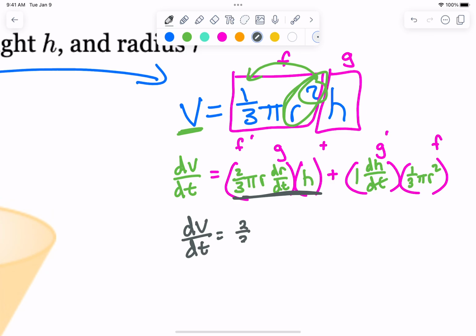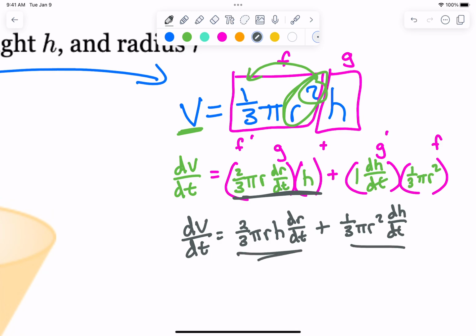So I have 2/3 pi rh dr dt. I'm just going to plug the h in there. Plus 1/3 pi r squared dh dt. Can I do that? Okay, so I have these two pieces basically on this side, okay?